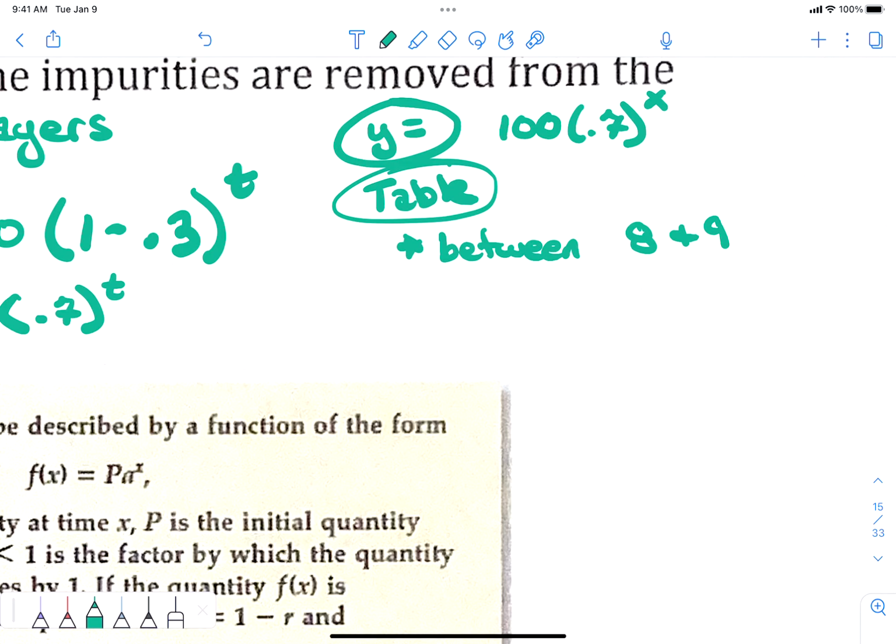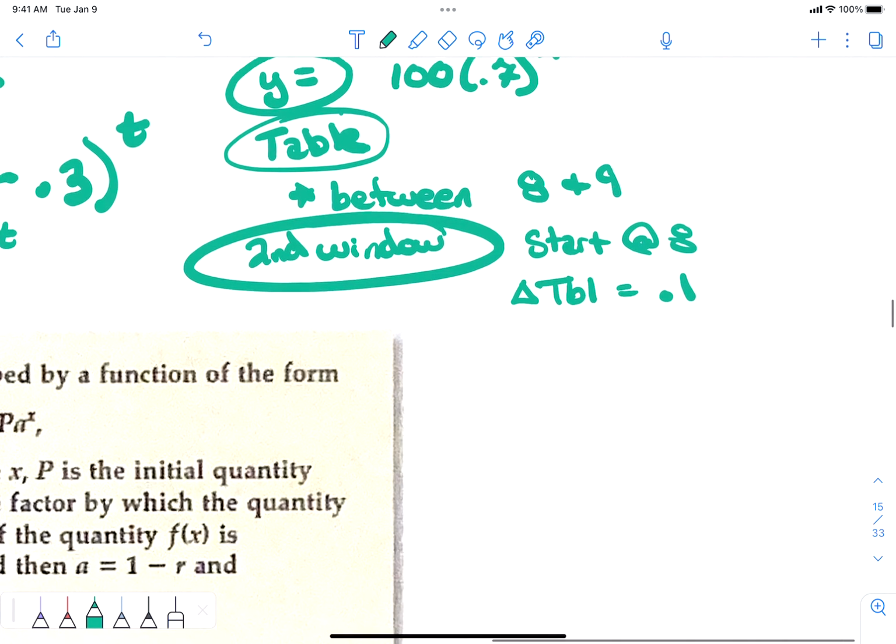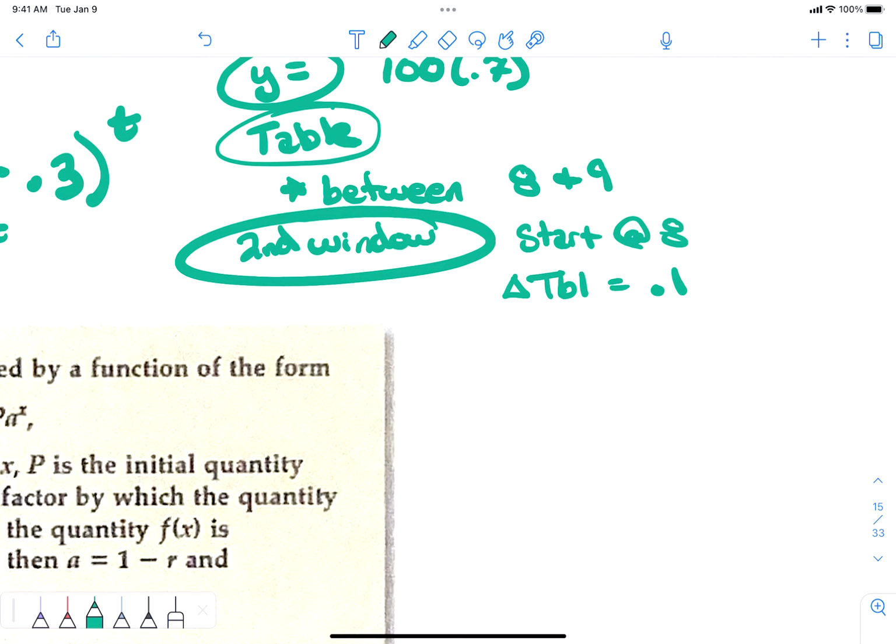Okay. Now I want to get closer than 8. So you go second, window, and we change our window. We're gonna start at 8, and we're gonna go by 0.1s instead, and go to your table again. Change table equals 0.1. Your change in your table is gonna be 0.1, and then we're gonna scroll down. We're gonna go to our table again. Where does it switch between?